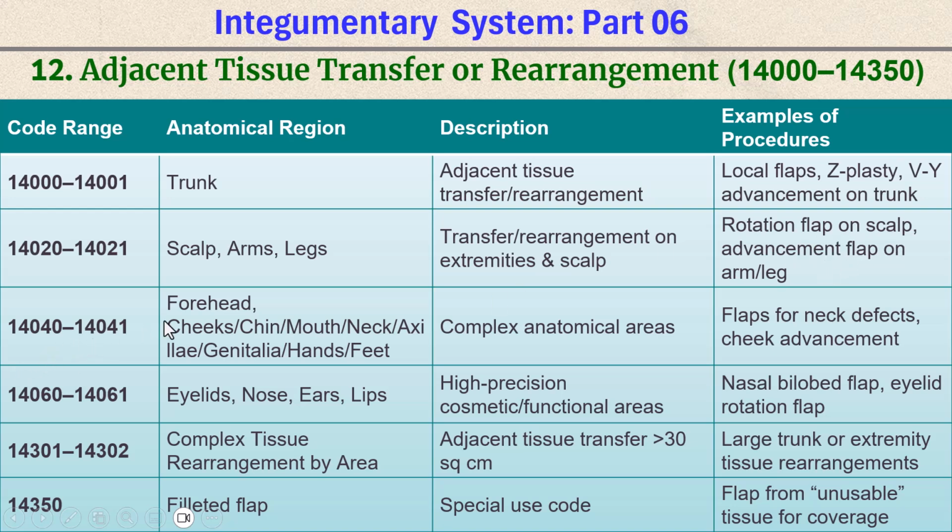14040 and 14041 are for the forehead, cheeks, chin, mouth area. 14060 to 14061 is eyelid, nose, ear, lips. 14300 to 14302 is complex tissue rearrangement by area. Example, adjacent tissue transfer of more than 30 square centimeters, large trunk or extremities tissue rearrangement. 14350 is a unique one, a filleted flap, a special use code, flap from unusable tissue for coverage. So let's see some real examples and you'll understand how these codes are used.